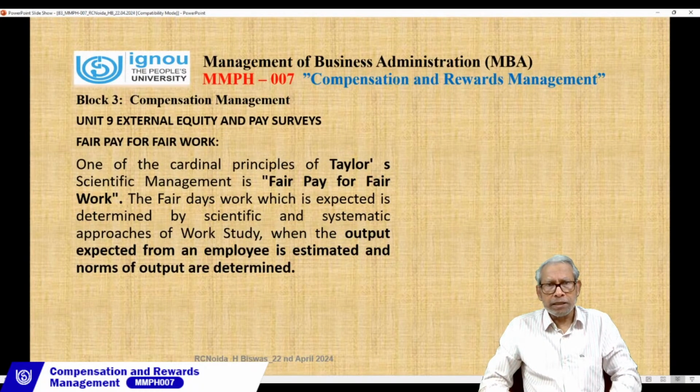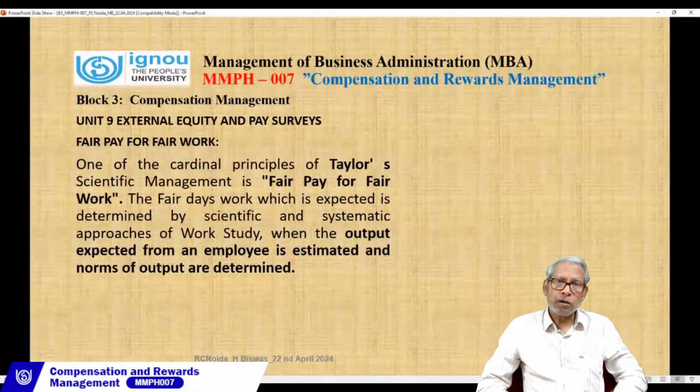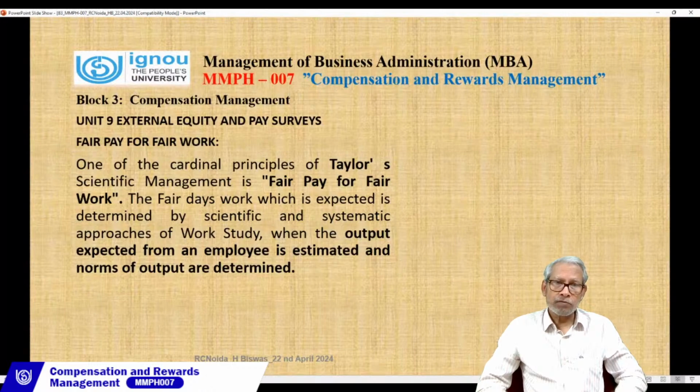Now, Taylor has said that fair pay for fair work is the principle of scientific management systems. A fair day's work is expected and determined by the scientific and systematic approaches of work study, when the output expected from an employee is estimated and the norms of output are determined.